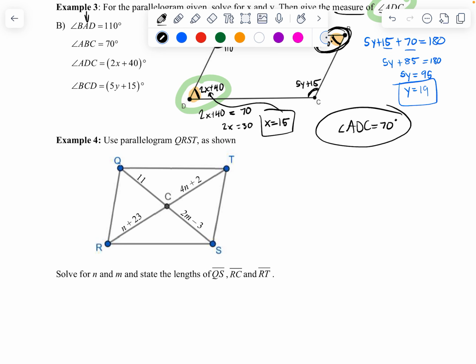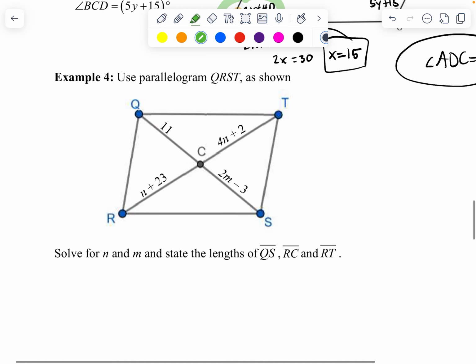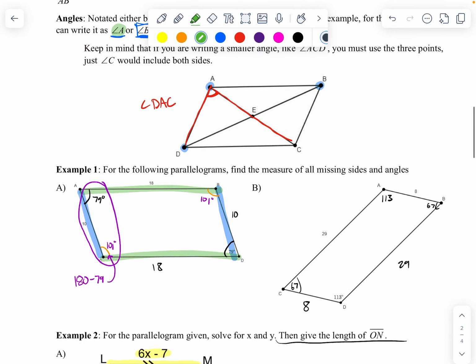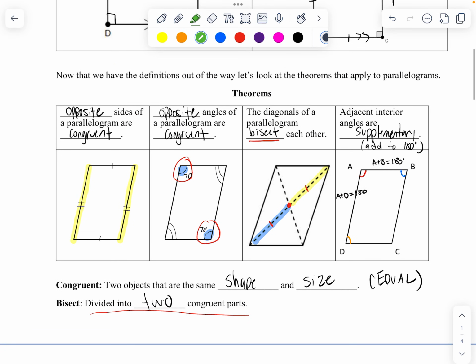Example 4, use the parallelogram QRST as shown. All right, so QRST, that's what we're looking at. Perfect. Now solve for n and m, and then state various lengths. So when we're looking at this, first thing I notice is that we're working with diagonals. What theorem do we have that deals with diagonals?